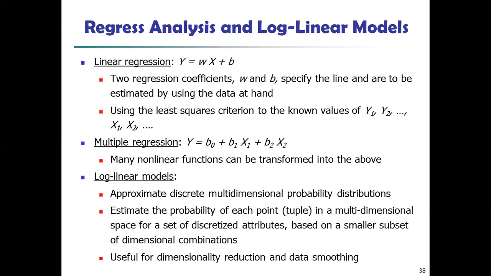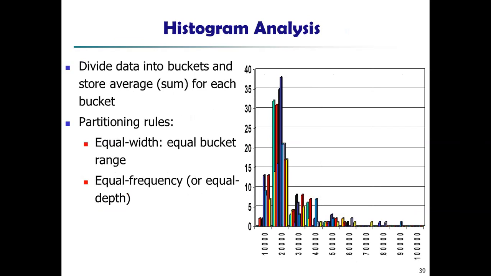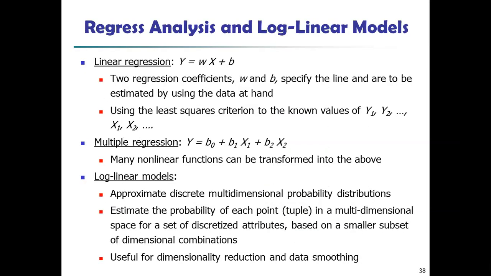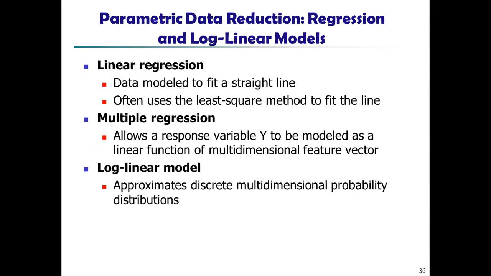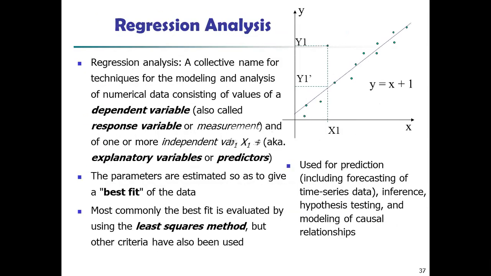In regression analysis and log linear models, you know that linear regression is the relationship between two variables, represented as linear, and more than two is multiple regression. Log linear models approximate discrete multi-dimensional probability distributions. So the first one is the regression and log linear model, which is the parametric data reduction. And the second one is the non-parametric data reduction.